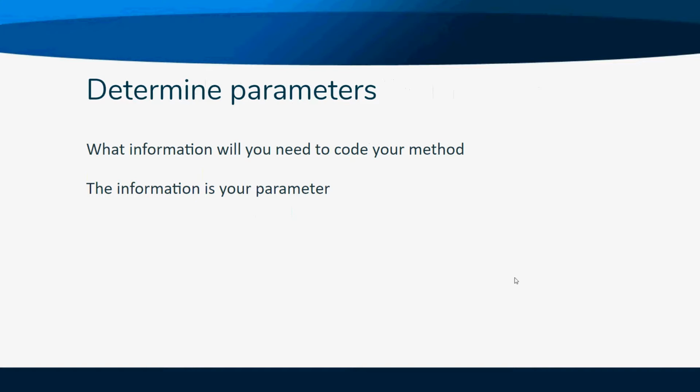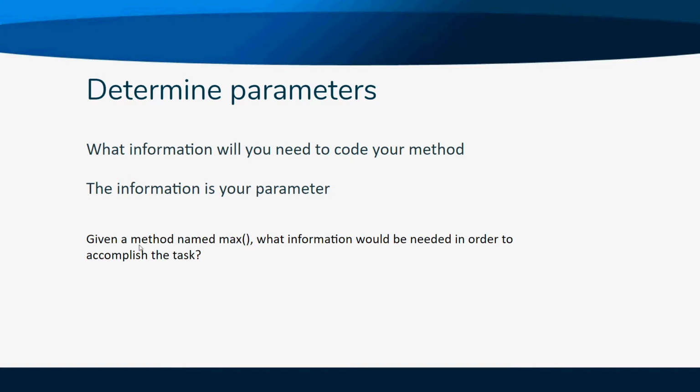Okay, the next piece of information you need to think about when you're trying to code a method is what information you need to solve the problem. That will be your parameter. So given a method named max, where max finds the larger of two numbers, what information do you need in order to solve the problem and accomplish the task?